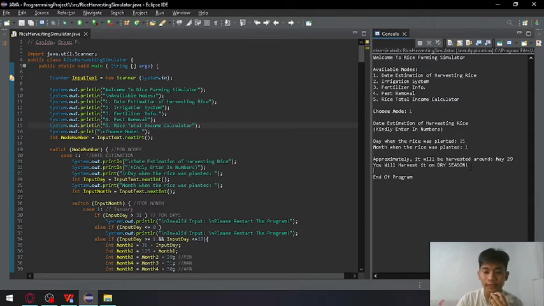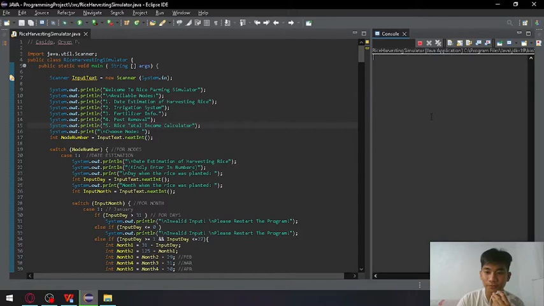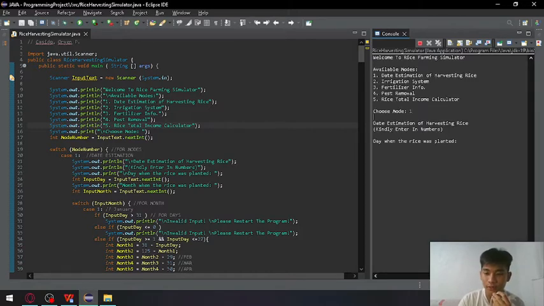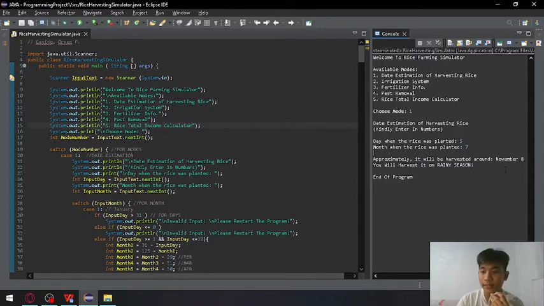So dito po is sinaad po na ma-harvest po natin yung tinanim nating rice noong dry season. So may indicate din po dito if i-harvest po natin siya in wet season. So try po natin. Let's run the program. So for instance is 5th of July, which is 7. Approximately it will be harvested around November 8. You will harvest it on dry season.